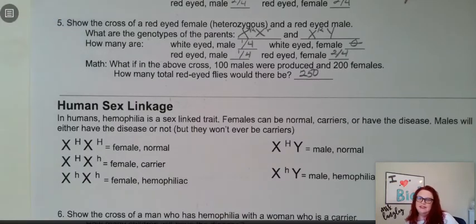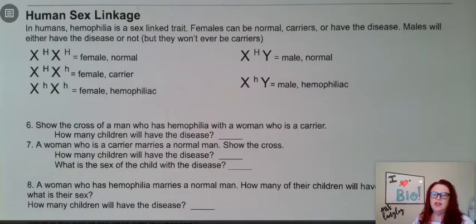All right, next we have human sex linkage. The trait that we're going to look at here for human sex linkage is hemophilia. Now, this could be any trait. It doesn't matter that we're looking at hemophilia. What matters is that we're looking at it on the X chromosome. So we could be talking about a color, a height, what doesn't really matter. We just happen to be talking about the trait called hemophilia.